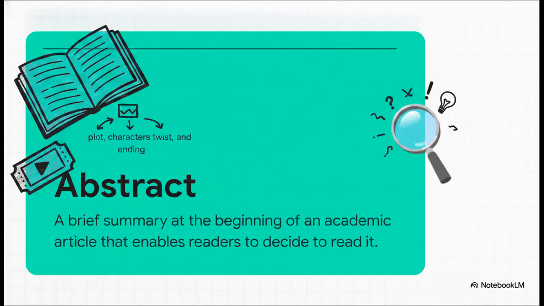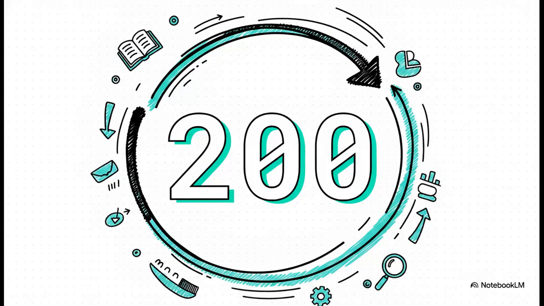But right at the very top of that terrifying list sits our ultimate cheat code, the abstract. An abstract is simply a short text at the very beginning of an academic article that summarizes the entire thing. It exists for one singular purpose, and that's enabling you, the reader, to decide whether or not to actually read the full text. Honestly, think of it as the ultimate movie trailer of the academic world. It gives you the plot, the main characters, the twist, and the ending, all so you can decide if you actually want to buy a ticket for the full show.